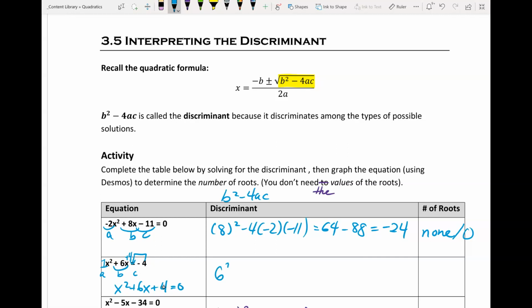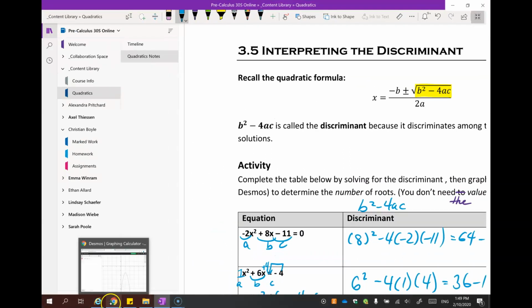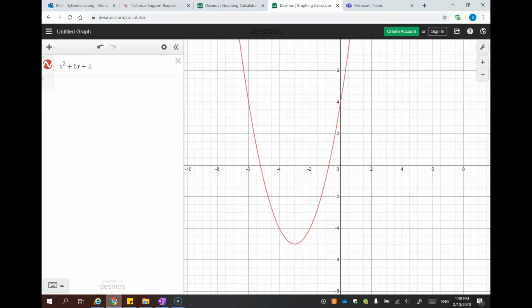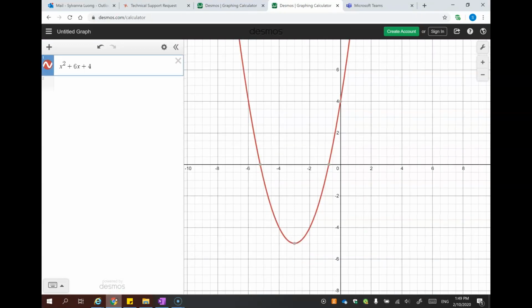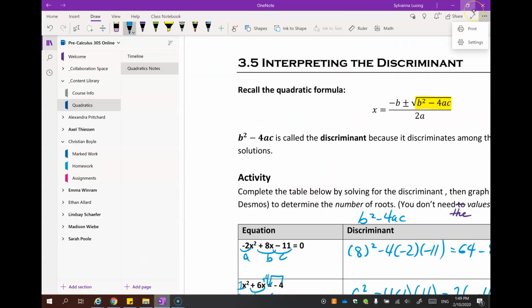Putting this into the formula, we have 6 squared minus 4, a is 1, c is positive 4. So that's 36 minus 16, which is 20. Now we're going to graph this to see how many roots there are. Here's the other one. Okay, so it looks like we have 2 roots, 2 points where we cross the x-axis. Again, we don't care about what that numerical value is for those roots. We just want to know how many there are. And we have 2.